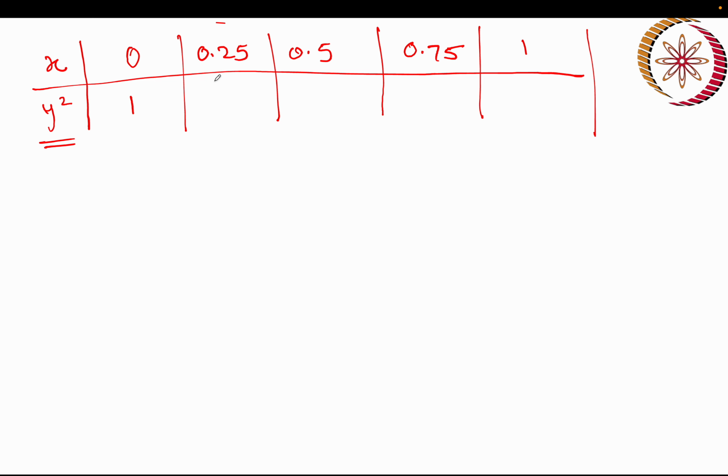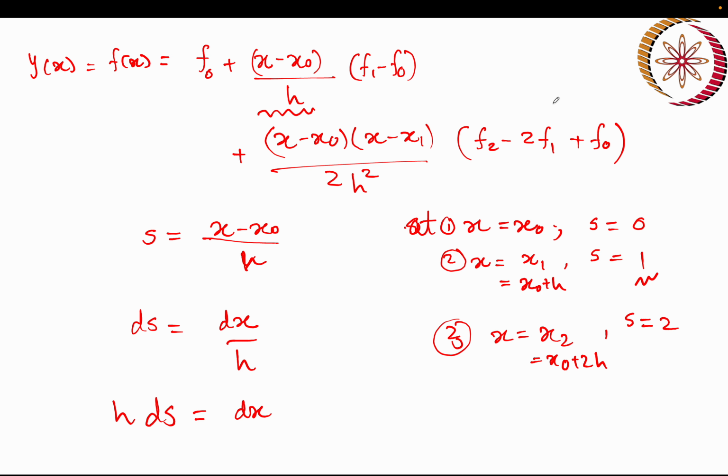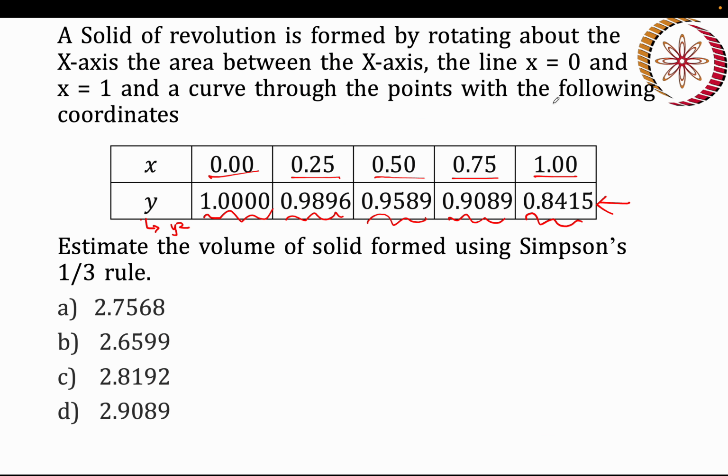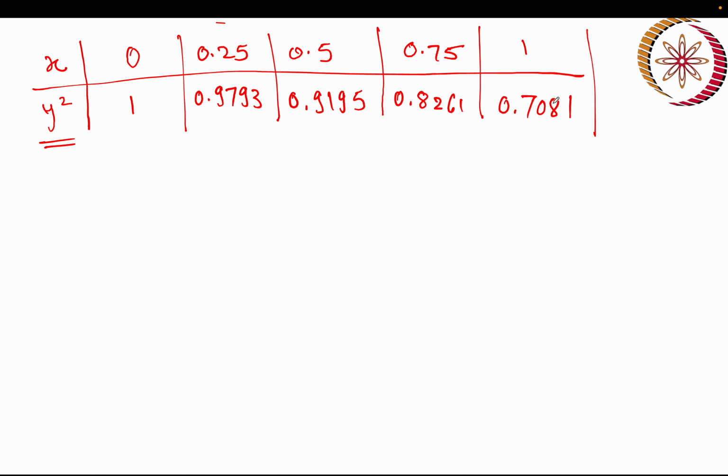So directly I will write the y square values which I already have. It is 1, then 0.9793, 0.9195, 0.8261 and 0.7081. So these are the y square values. We will write this is f0, this is f1, this is f2, this is f3 and this is f4.